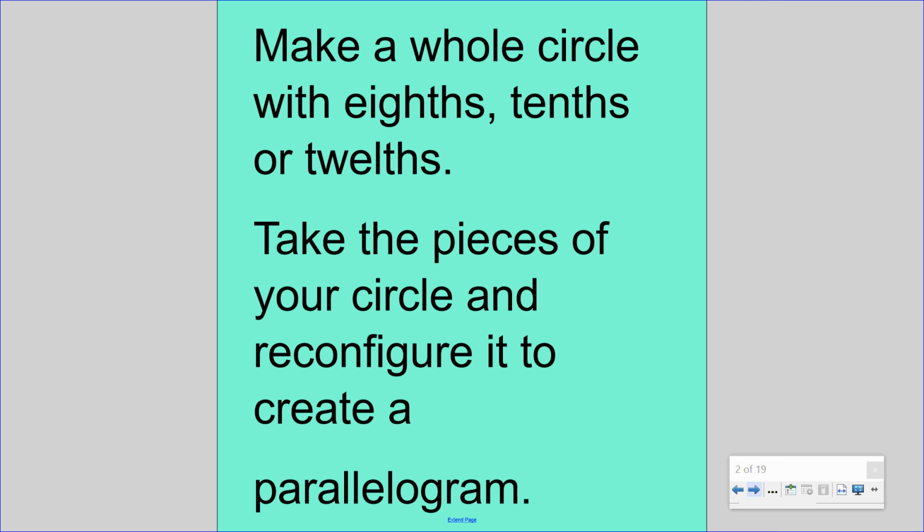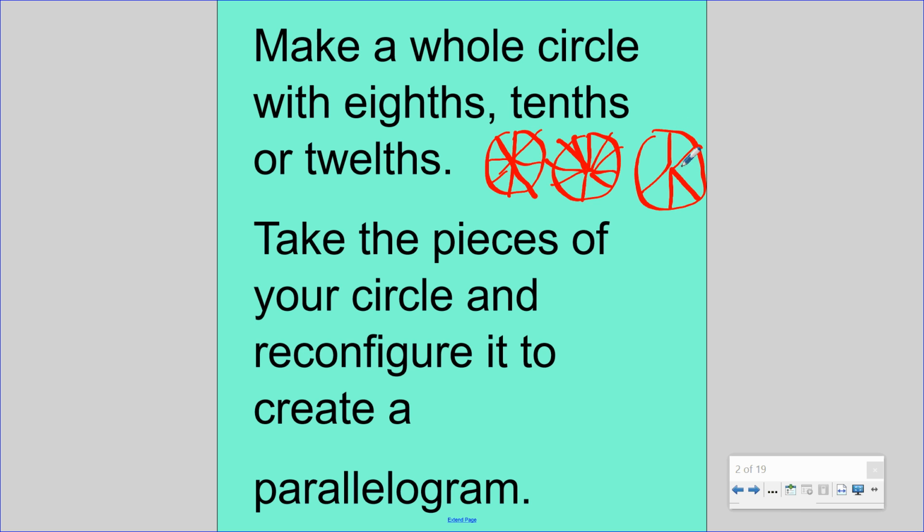All right, so now that I have that, what you're going to be doing is on your table, you have something called fraction circles. You have fraction circles that are divided into eighths. You have fraction circles that are divided into tenths. And last but not least, you have fraction circles that are divided into 12ths. So you're going to take the pieces of your circle, either eighths, tenths, or 12ths, and you're going to reconfigure it into a parallelogram.